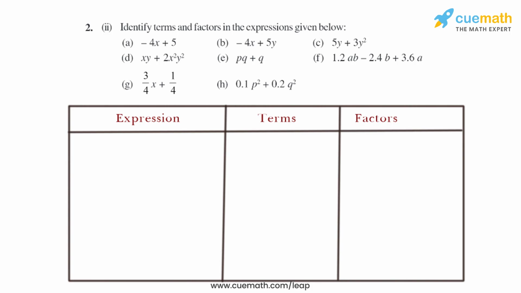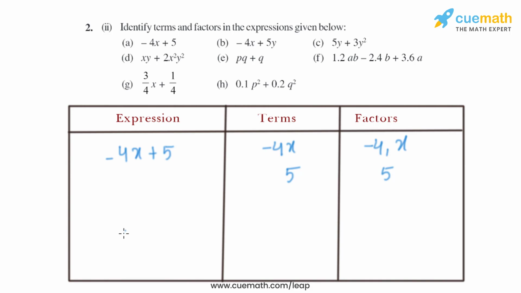The second part of question 2 says, identify terms and factors in the expressions given below. So we will have to find the terms and the factors of the expressions that are given below. Let us start with the first part. The expression that is given is minus 4x plus 5. The terms involved are minus 4x and 5. The factors of minus 4x will be minus 4 and x, as minus 4 can divide minus 4x completely and x can divide it completely. And the factor of 5 will be 5 only, as 5 is a constant term.